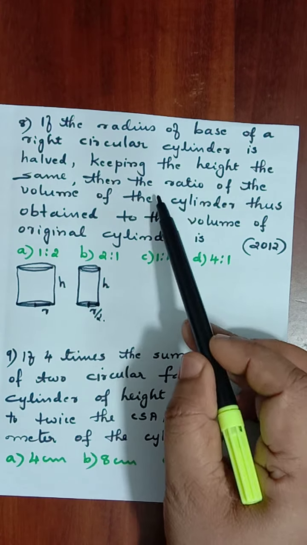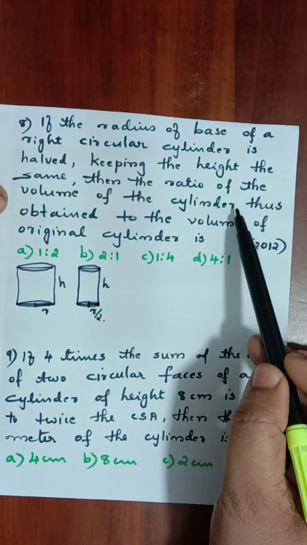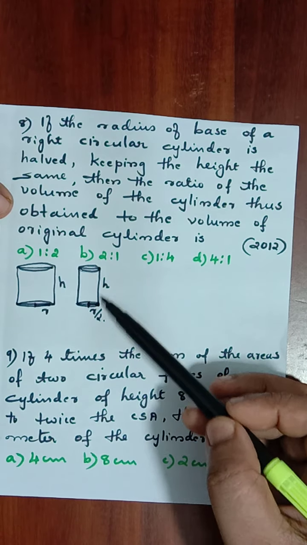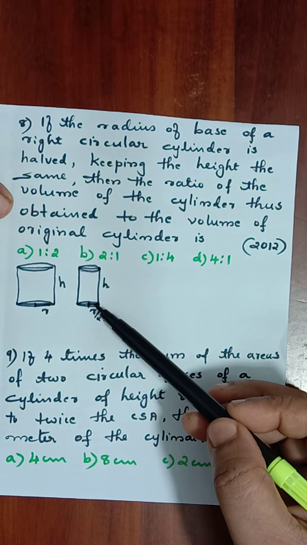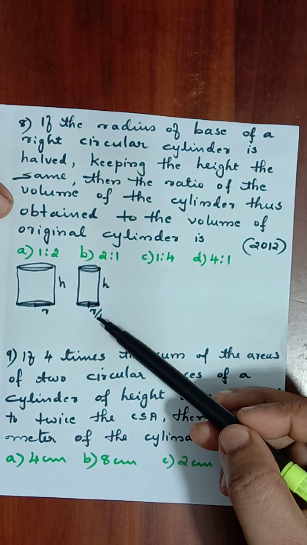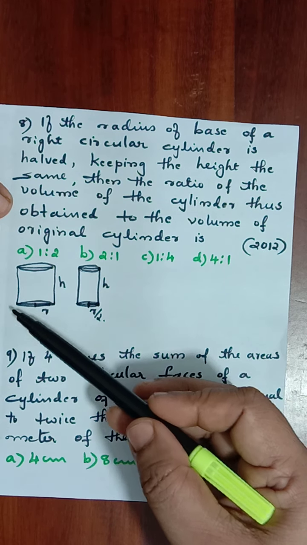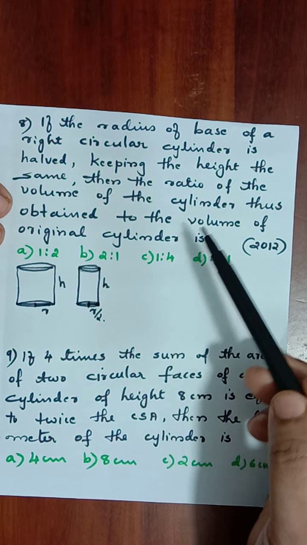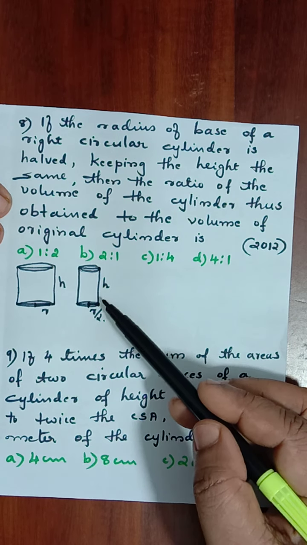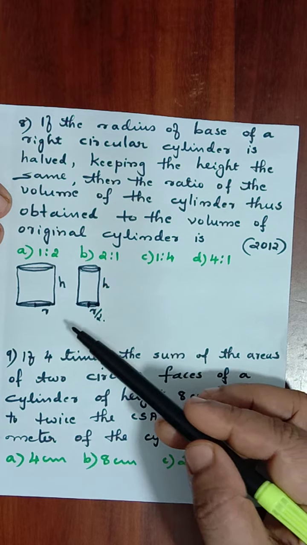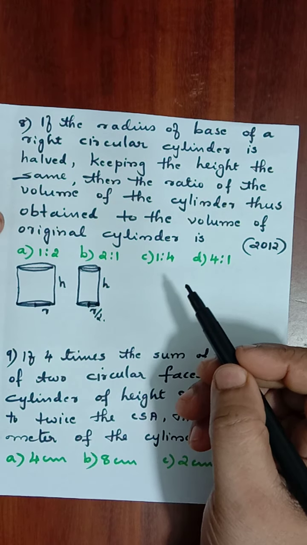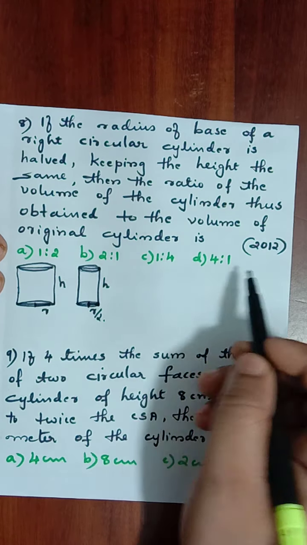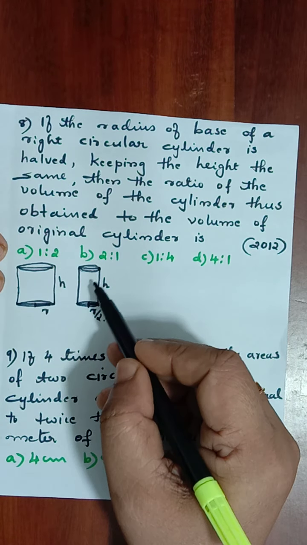Keeping the height the same, we need the ratio of the volume of the cylinder thus obtained to the volume of the original cylinder. The smaller one has radius R by 2 and height H, whereas the original one has radius R and height H. Then we have to consider the volume of the small one by the volume of the big one. For an MCQ only the answer is necessary, so we will show it in short.